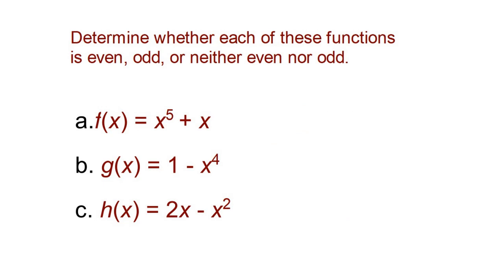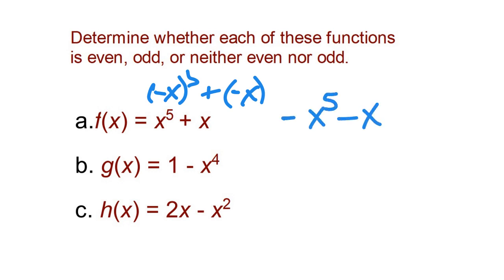So here are 3 different functions. We're going to determine if they're even, odd, or neither. For these, I'm going to do it algebraically. You can also look at the graph and tell. So if I plug in a negative x, everywhere I see an x, this will give me a negative x to the 5th minus x, which is exactly the opposite, so it is an odd function.